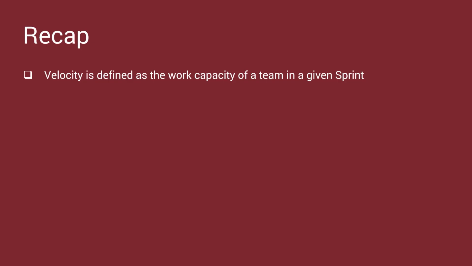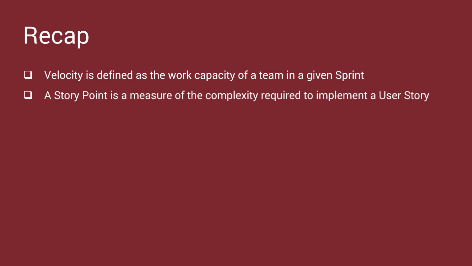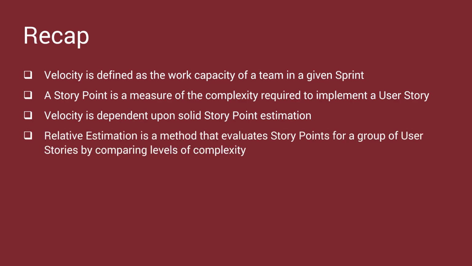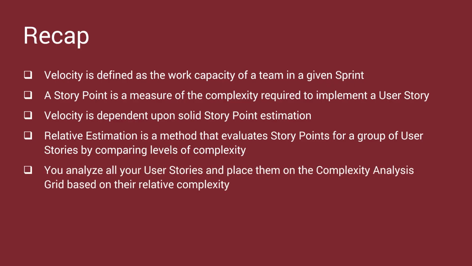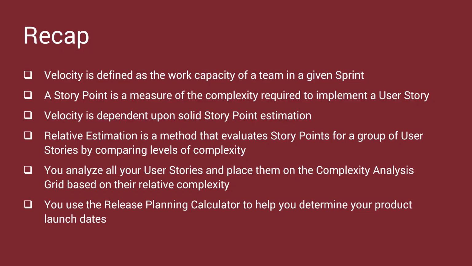In this video, you learned that velocity is defined as the work capacity of a team in a given sprint. A story point is a measure of the complexity required to implement a user story. Velocity is dependent upon solid story point estimation. Relative estimation is a method that evaluates story points for a group of user stories by comparing levels of complexity. You analyze all your user stories and place them on the complexity analysis grid based on their relative complexity. And you use the release planning calculator to help you determine your product launch dates.